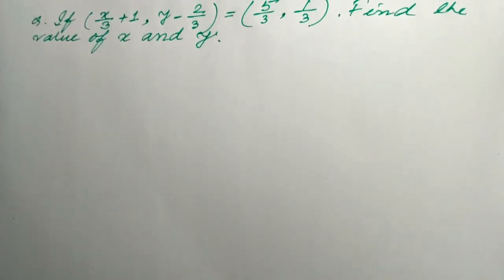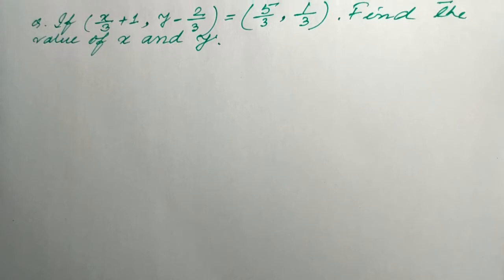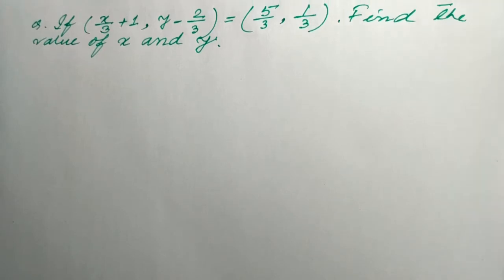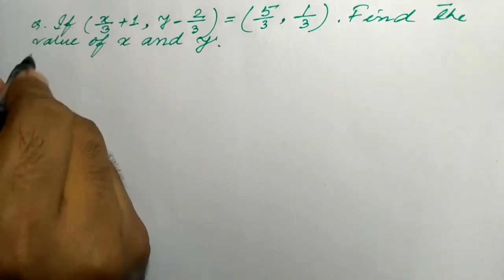Here it is given that (x/3 + 1, y - 2/3) = (5/3, 1/3), then find the values of x and y. Let's solve it.